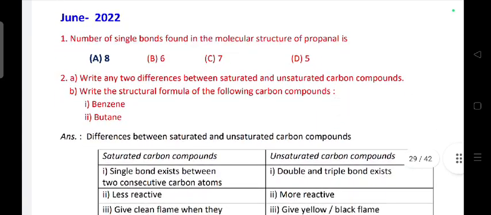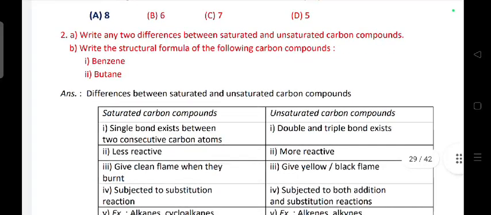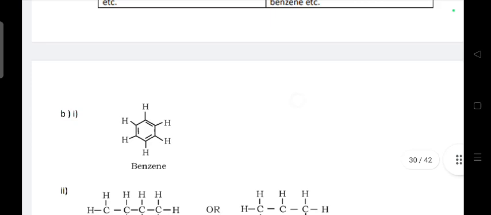Next, come to June 2022, multiple choice question 1. Number of single bonds found in the molecular structure of propanol, that is 8. Write the difference between saturated and unsaturated carbon compounds. Again they are asking. Next, write the structural formula of benzene and butane.